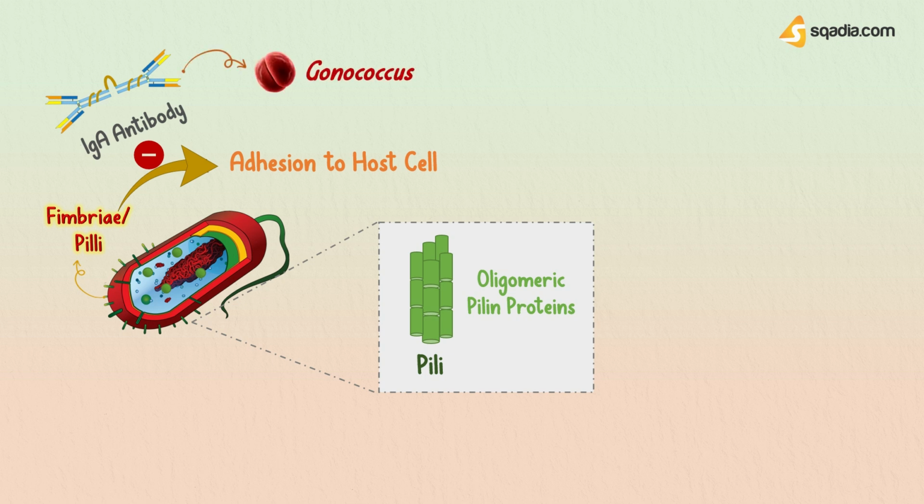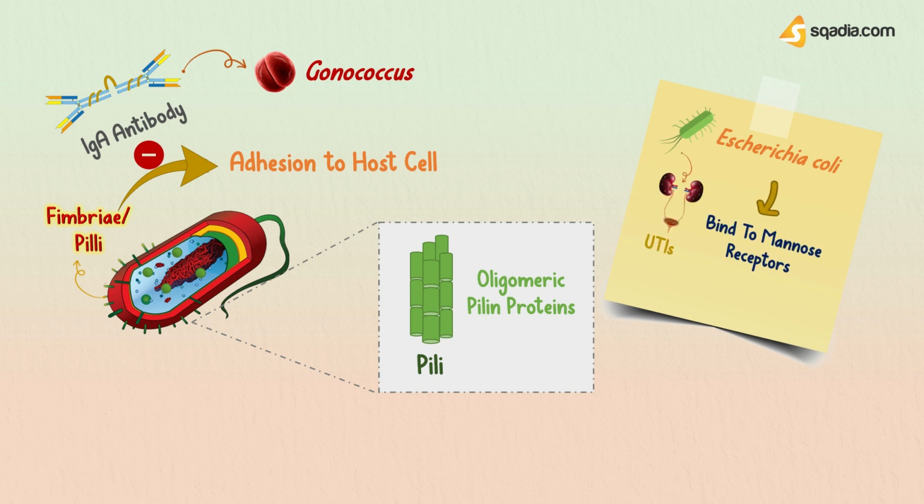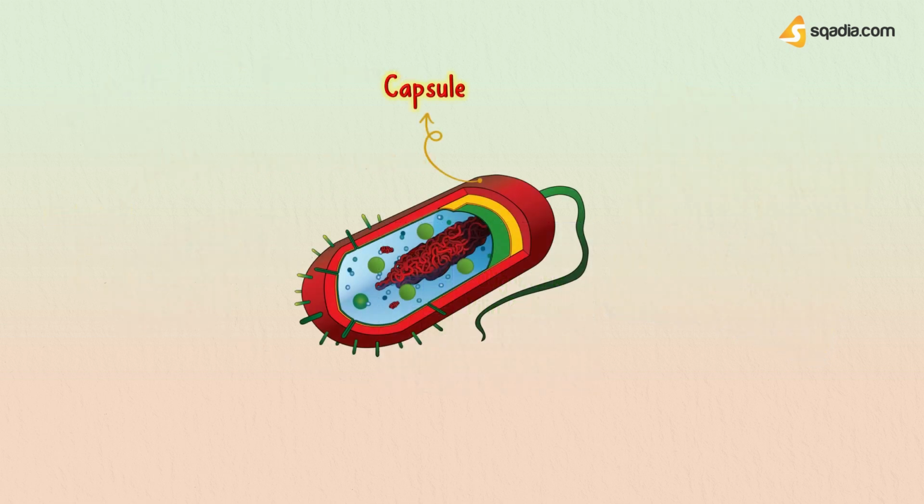The fimbrial antigens are often immunogenic, but vary between strains, so that repeated infections may occur, like in Neisseria gonorrhoeae. Also, Escherichia coli that causes urinary tract infections bind to mannose receptors on ureteric epithelial cells by their P fimbriae. Now, the outermost structure of bacteria, the capsule.